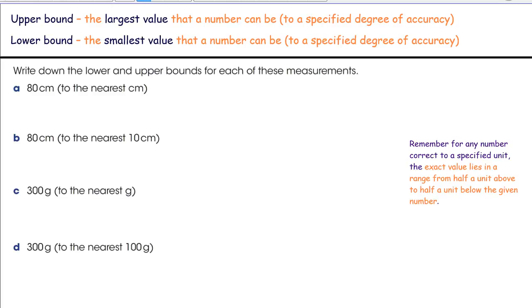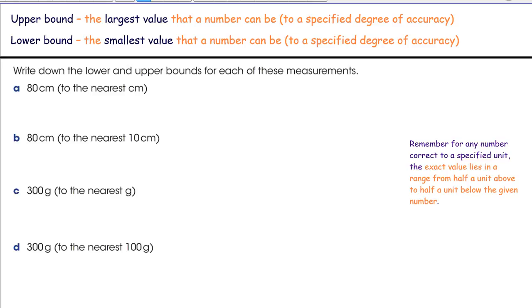All right. So the upper bound basically is the largest value that a number can be to a specified degree of accuracy, like what we've seen in the previous page. Lower bound is the smallest value that a number can be. And I'm going to explain this while working out these questions. Now, write down the lower and upper bounds for each of these measurements.